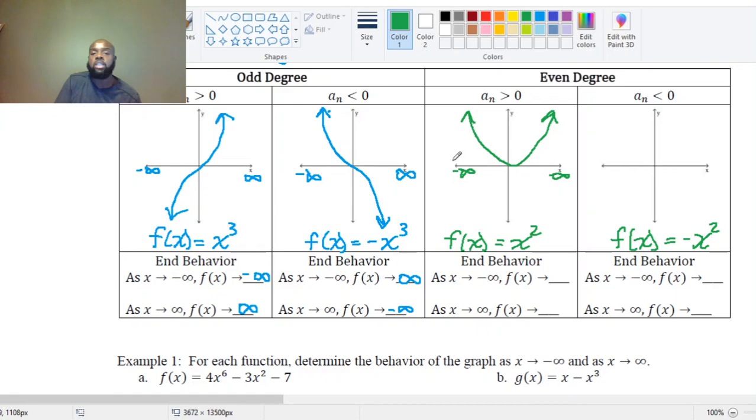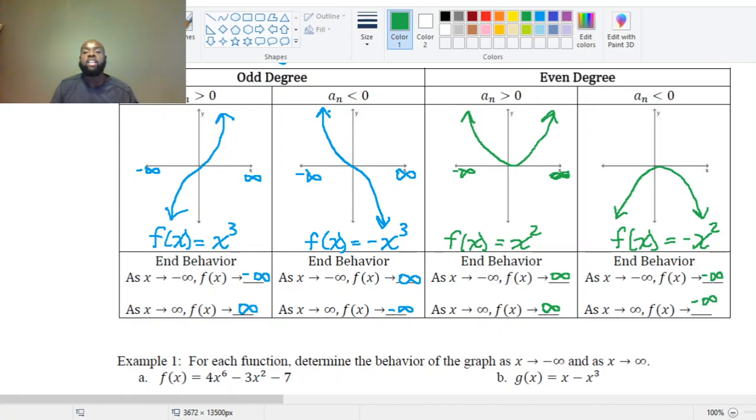So as x approaches negative infinity, that's the left side of my graph, my function continues to go up. So we have f of x approaches infinity. And then on the right side of my graph, as x approaches positive infinity, our function values are getting larger and larger. So we also have positive infinity. We reflect that about the x-axis, and we get f of x equals negative x squared, and my graph approaches negative infinity in both of these instances.